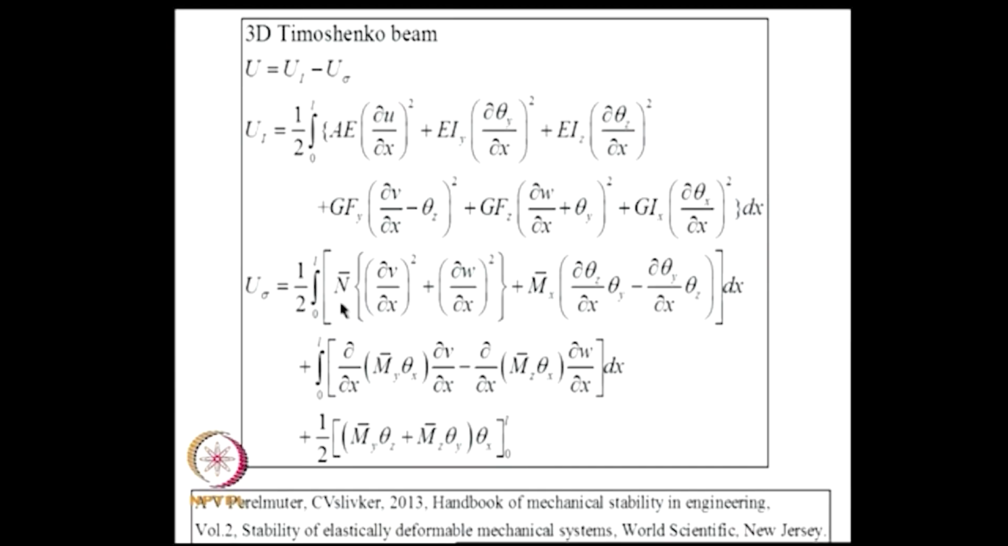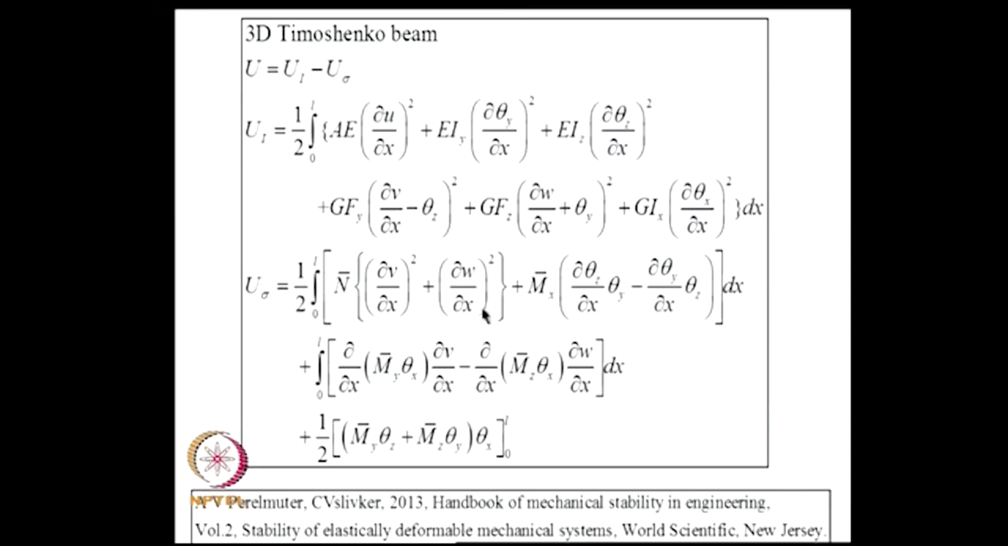N bar, the axial force, Mx bar, My bar and Mz bar, which are the stress resultants in the initial state that prevails in the 3-dimensional beam element, and this is the work done by deformation of the beam on this initially prevailing stress field. So, now we can use a suitable interpolation scheme and evaluate the K sigma matrix.